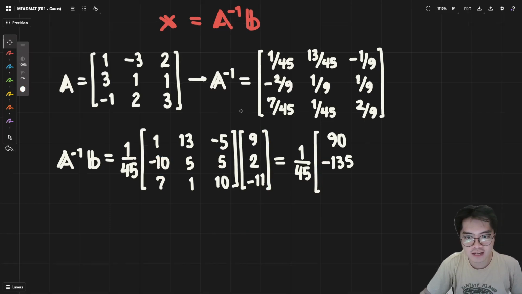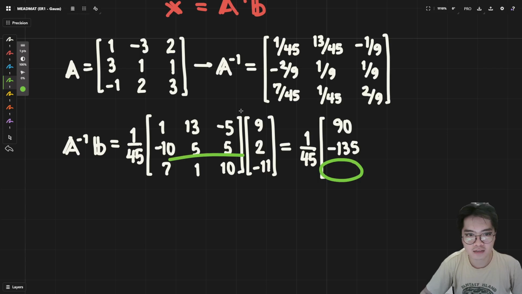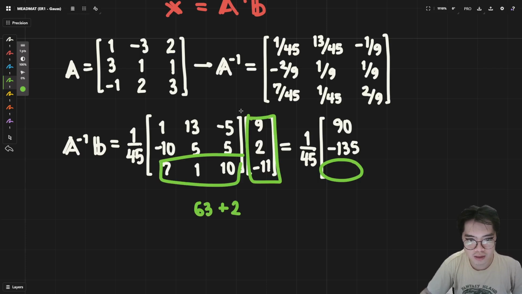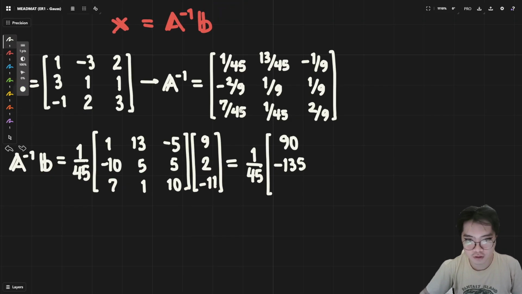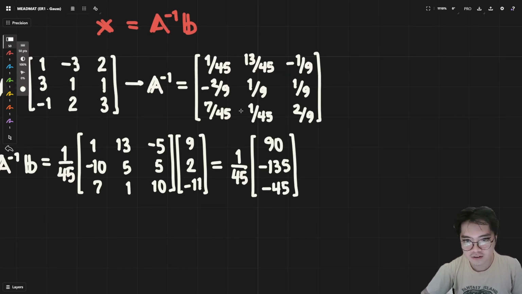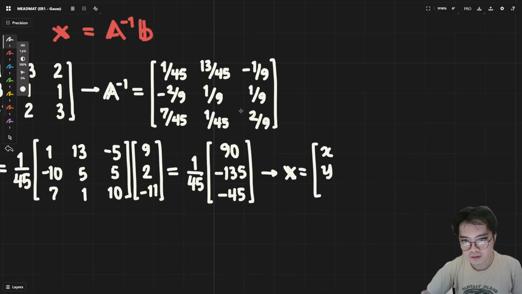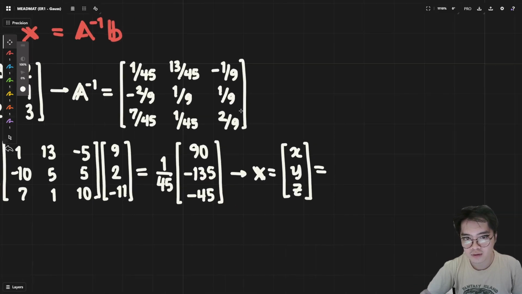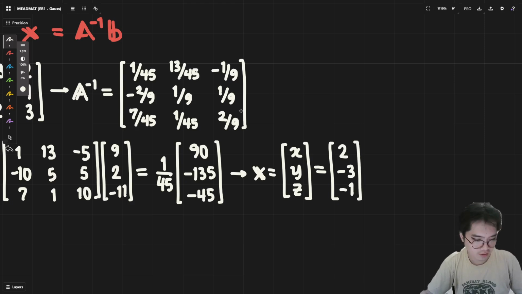And then finally, our last bit. Last row only column. 9 times 7, 63. 1 times 2 is 2. And then 10 times negative 11 is minus 110. So that will be equal to negative 55. Oh, sorry, negative 45. And now, finally, we get to our answer in here. That means that your value of x, which is your x, y, and z, is just equal to 2, negative 3, and negative 1.